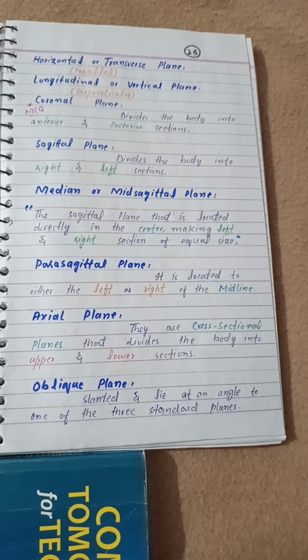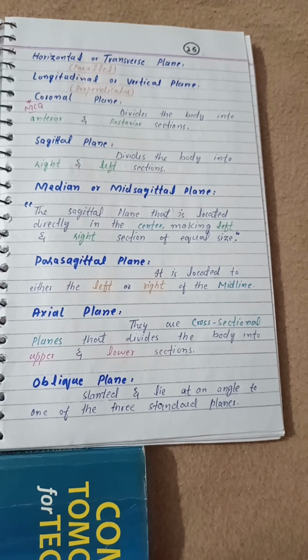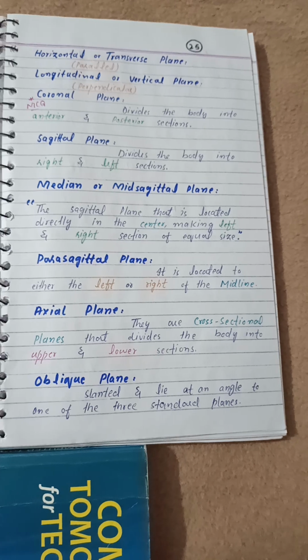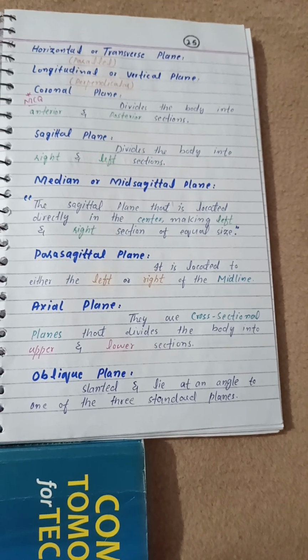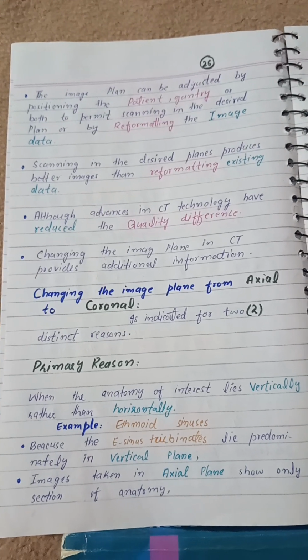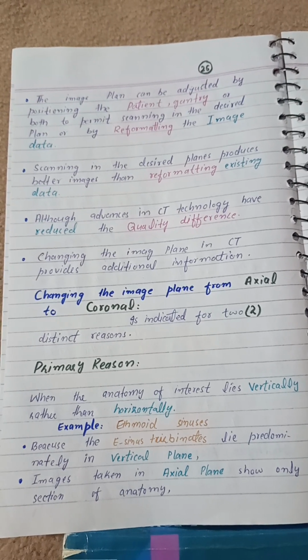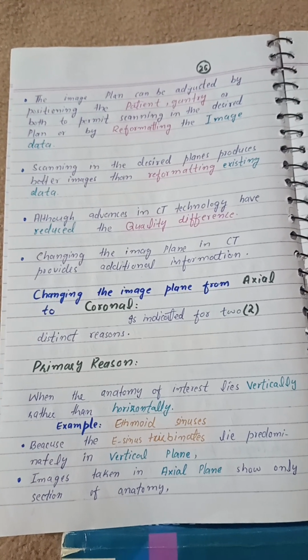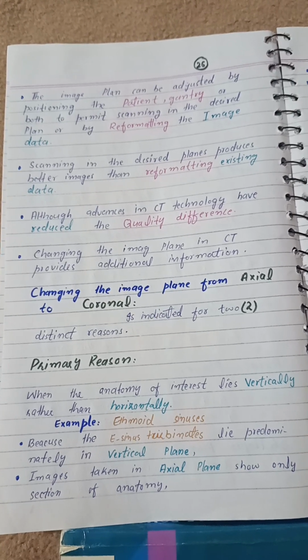Axial planes are cross-sectional planes that divide the body into upper and lower sections. Oblique plane: slanted, at an angle to one of the three standard planes. The image plane can be adjusted by positioning the patient, the gantry, or both to permit scanning in the desired plane, or by reformatting the image data.